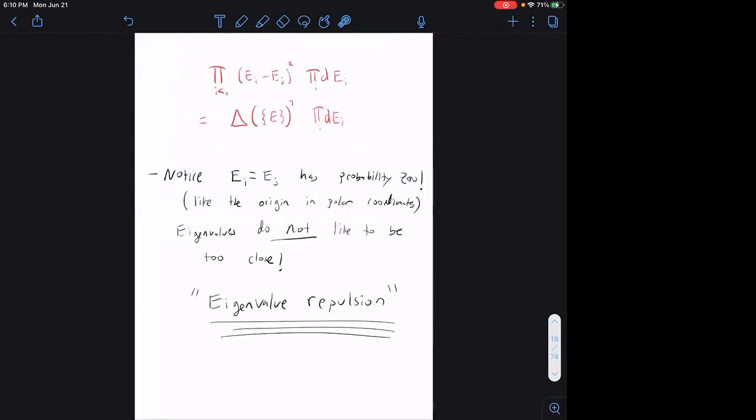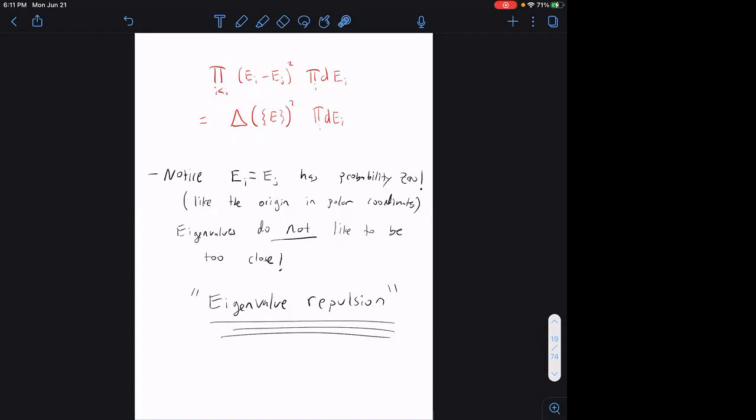Okay, so let's look at this Vandermonde squared measure factor. One interesting feature is that coincident energies have probability 0. So you have 0 probability of having degeneracies in this ensemble. You can think about this as roughly like the origin in polar coordinates having 0 measure.